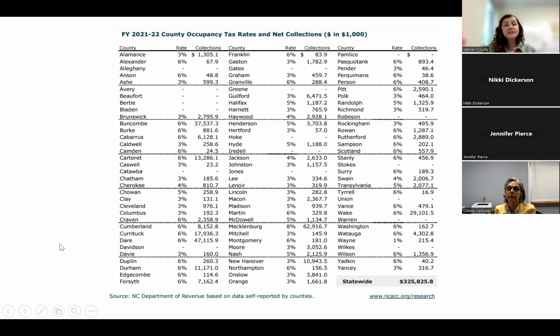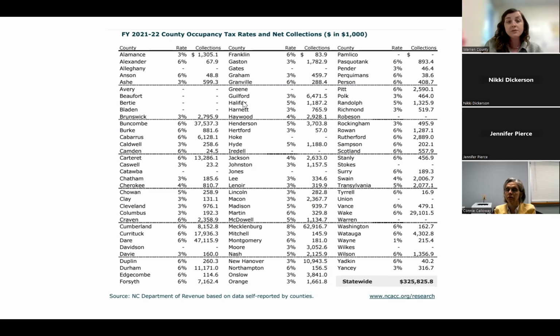And just to give you a sense of what folks are doing, these are revenues from FY 22 for county occupancy tax rates. It's in $1,000. So basically the number you see here towards the right of each column, multiply that by $1,000 to see what that county generated in revenue for FY 22.